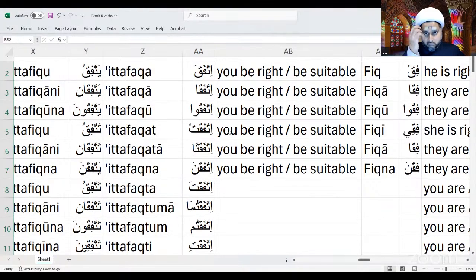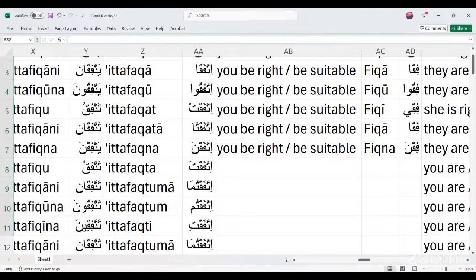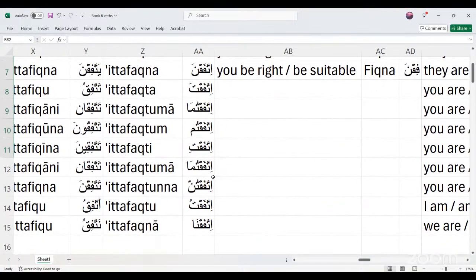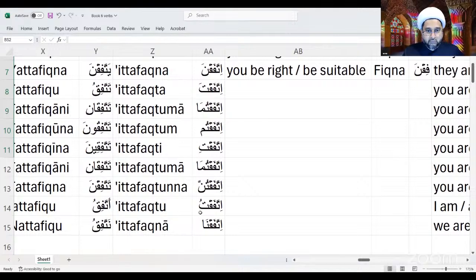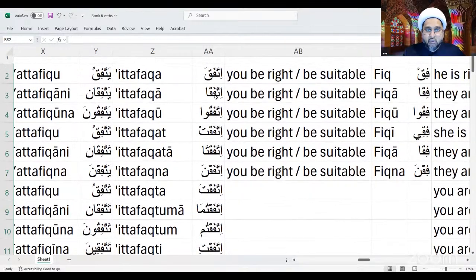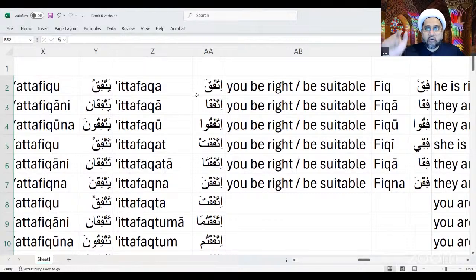So it's ittafaka, ittafaku, ittafakat, ittafakta, ittafaktuma, ittafaktum, ittafakti, ittafaktunna, ittafaktu, ittafakna. Excellent. So here again, ittafaqa, there's a ta with a shadda. The original root letters are waw fa qaf on the pattern of ifta'ala, yafta'ilu, ifti'alan.